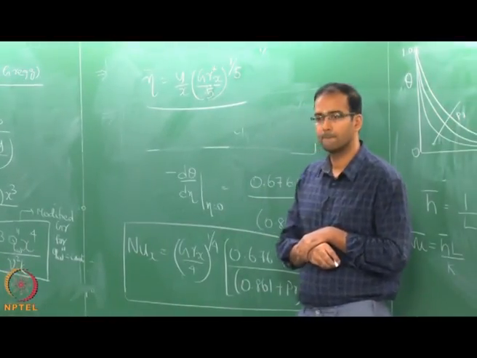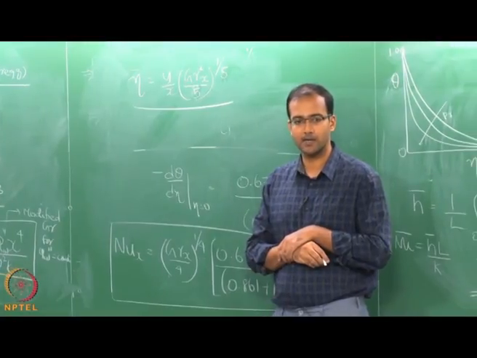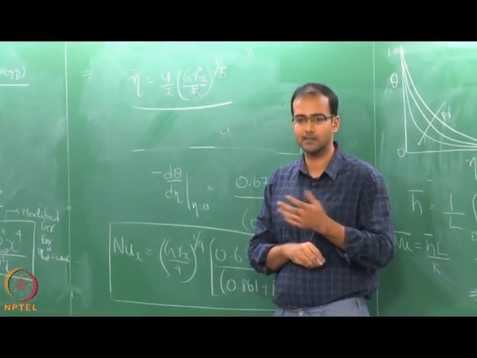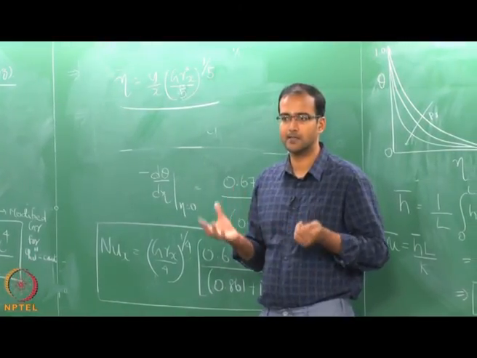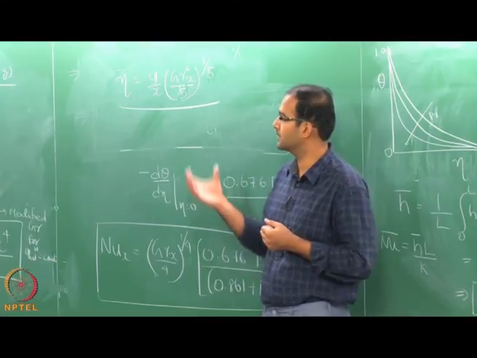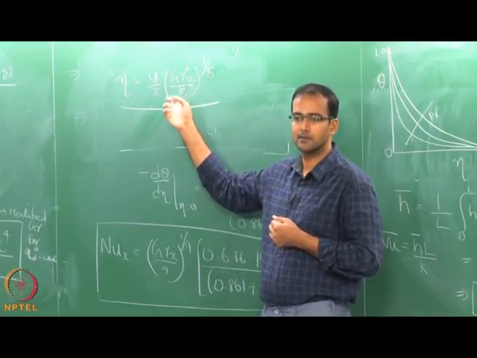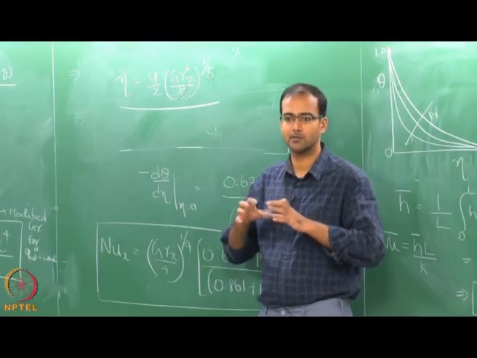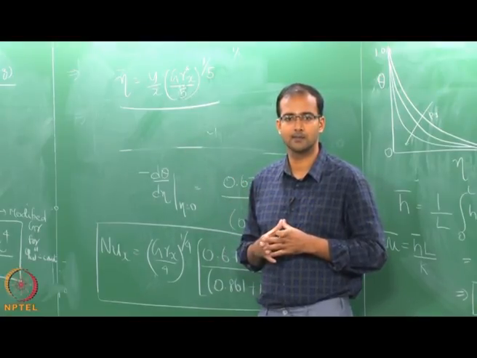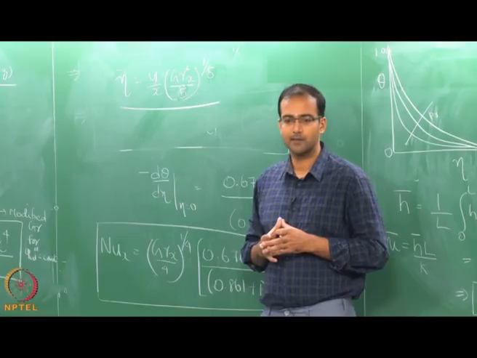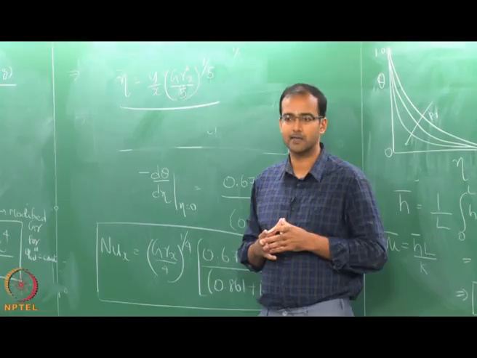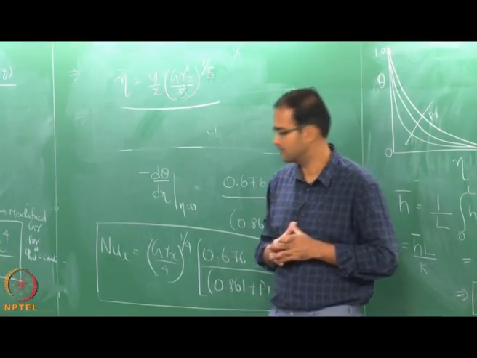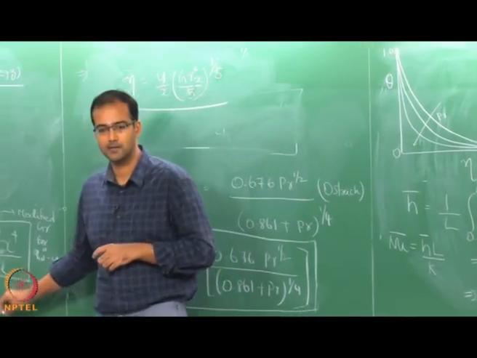Please keep this point in mind, and in the next class we will continue from here. The rest are details. Once you have identified the similarity variable, then finding velocities and substitution are all standard procedures. Maybe you can do this as an exercise and check what kind of similarity equation you get. Then we will meet in the next class.